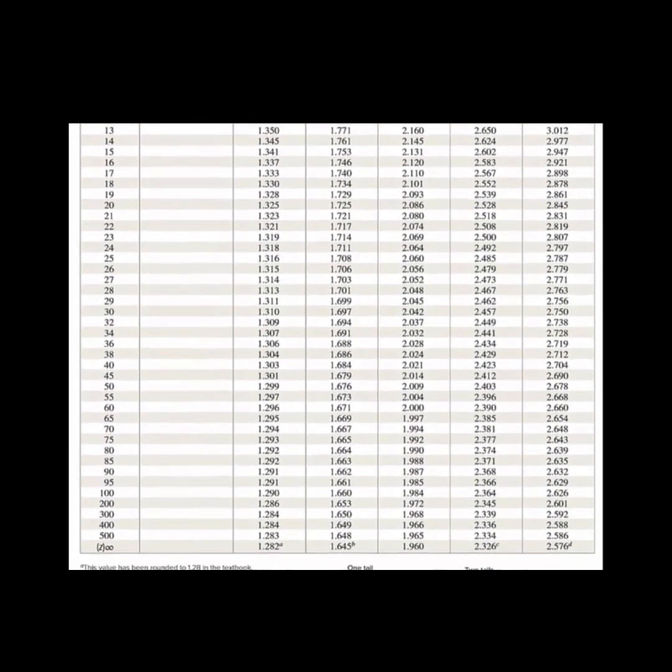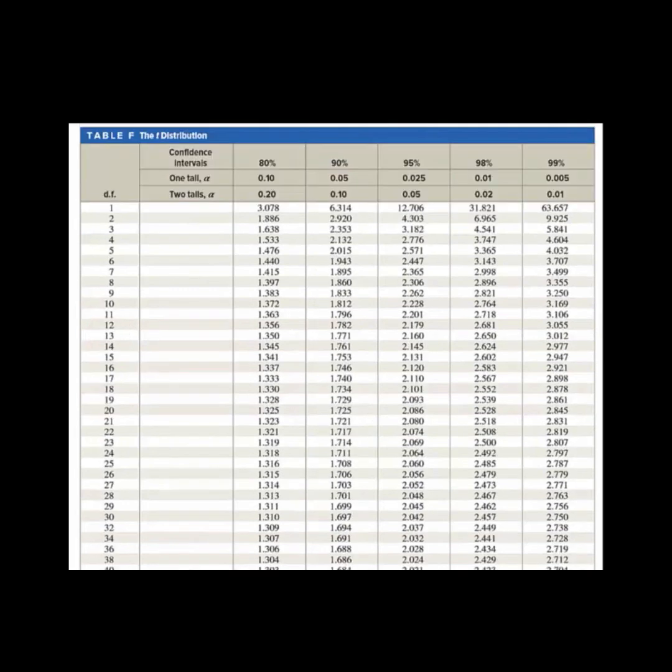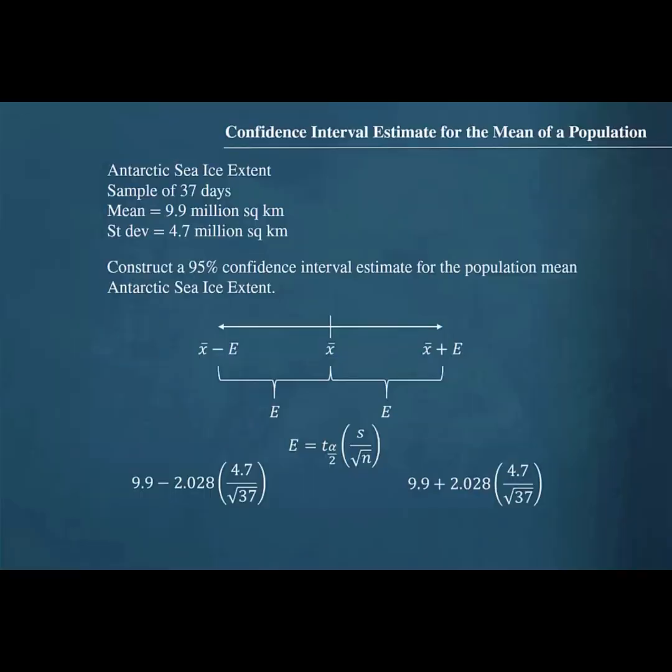Now let's drop down until we find the number 36. Let's find out where those cross up with the 95% column. We have a value of 2.028. Again, calculate the left and right hand endpoints by substituting the sample mean, t-value, sample standard deviation, and sample size. The resulting interval endpoints are 8.3 and 11.5.